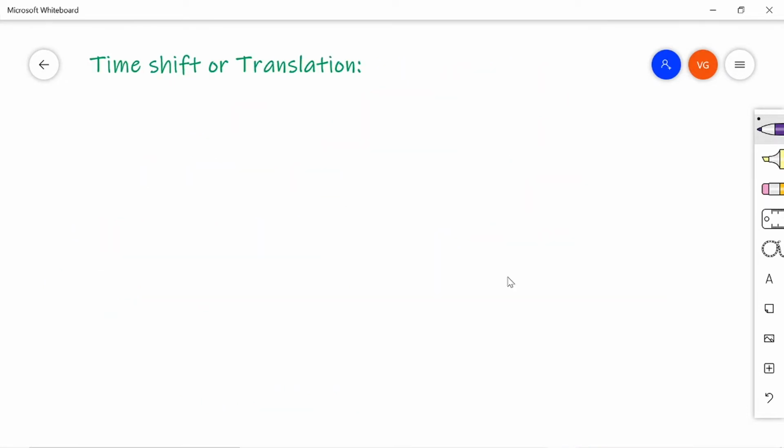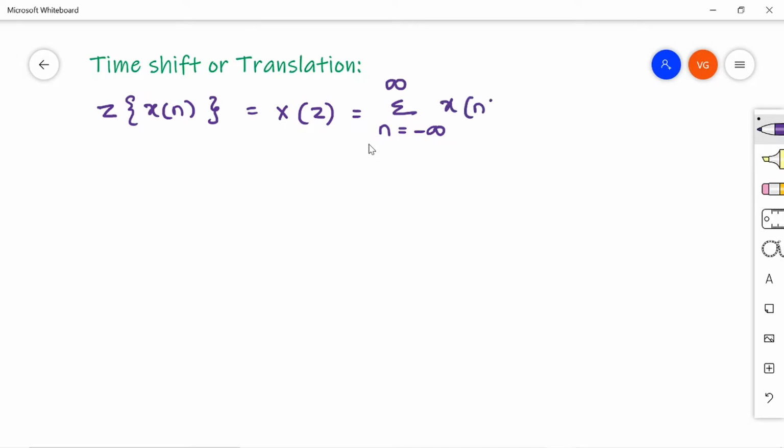Time shift or translation property. A shift in the time domain signal makes what type of difference in your Z domain signal? That is given by your time shift property. So let us see here. Suppose the signal I am considering is x of n. For that, the Z transform of x of n is X of z. By definition you can expand this as the sum with n running from minus infinity to infinity of x of n z power minus n.